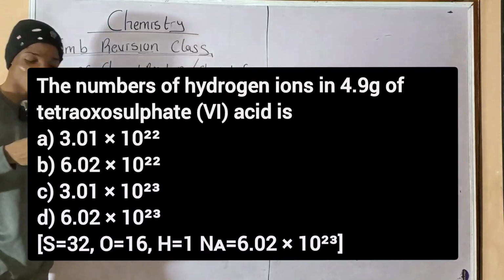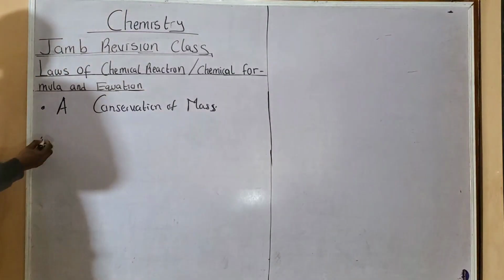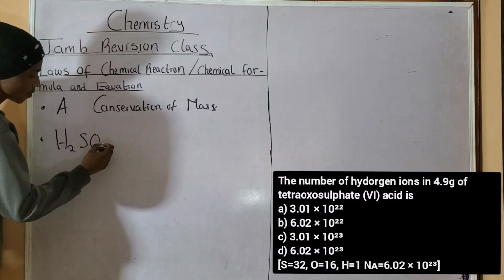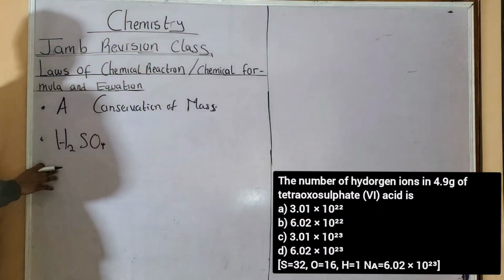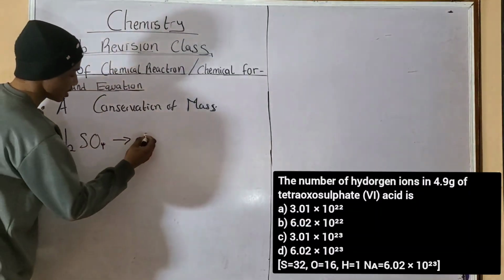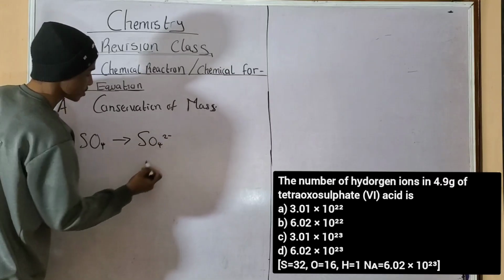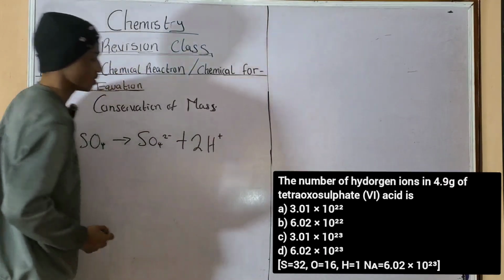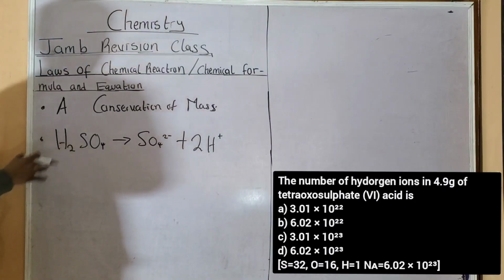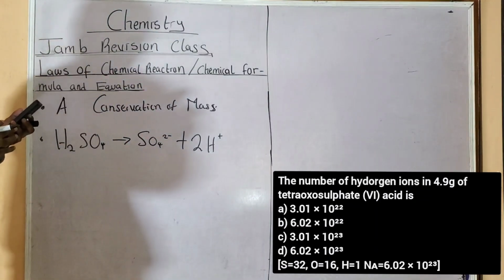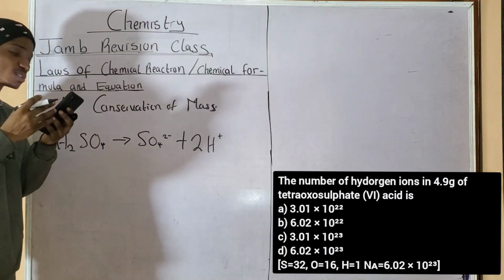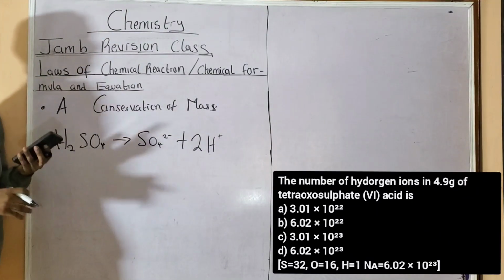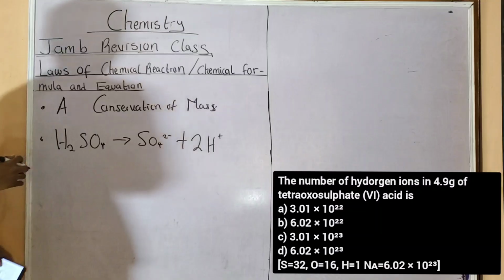Okay, now to solve this question, let us write the dissociation reaction. H2SO4 gives SO4 2 minus plus 2H plus. So this is the dissociation reaction. To get the number of hydrogen ions that can be produced from 4.9 gram of tetraoxosulfate VI acid, the first step is that I have to calculate the moles.